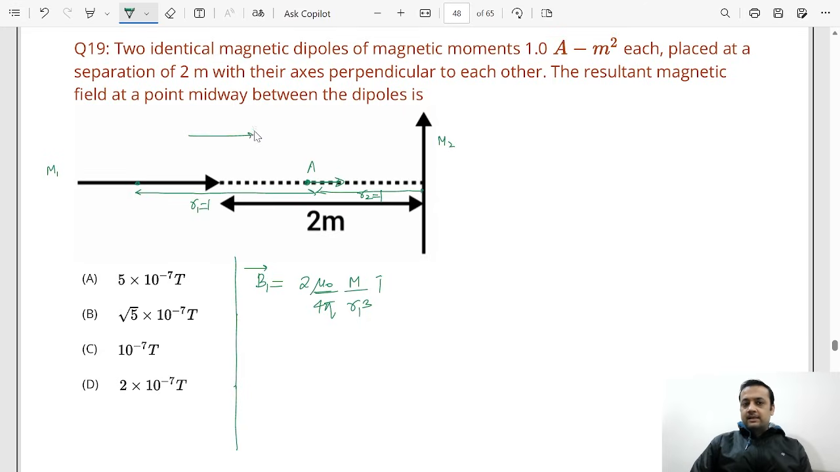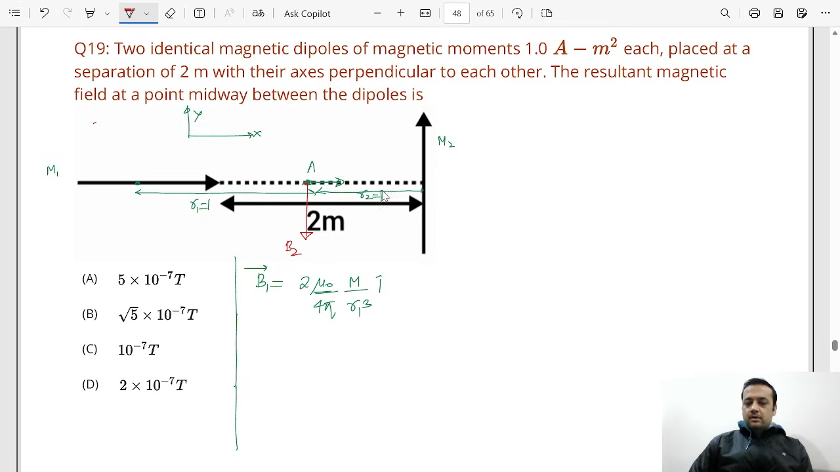Okay, if I'm choosing this as the x-axis, this as the y-axis, like this. Now for the second dipole M2, this A is nothing but the equatorial point, which lies on the perpendicular bisector. So for the equatorial point, the magnetic field will be opposite to the dipole, just like electric dipole, if you remember. So this is the B2.